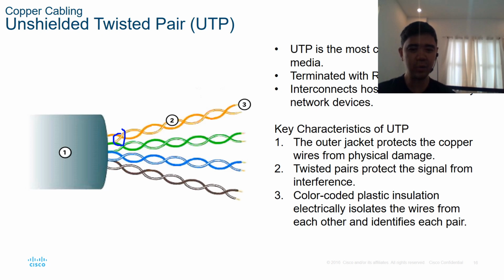The connector used in twisted pair is RJ45. RJ means registered jack. There is an outer jacket. This is to protect the wires from interference. It serves as insulation.